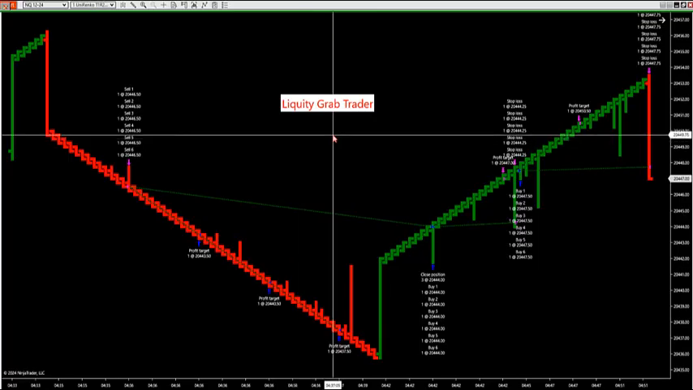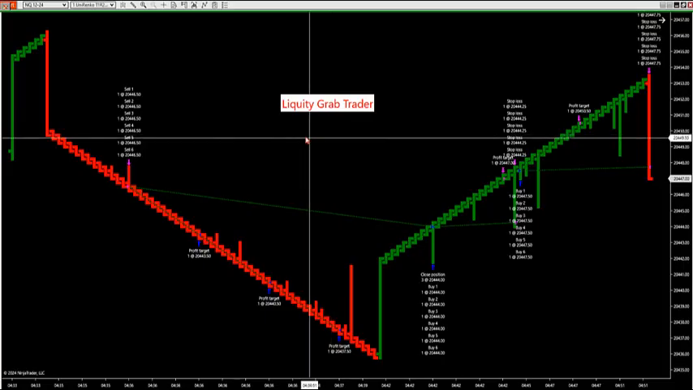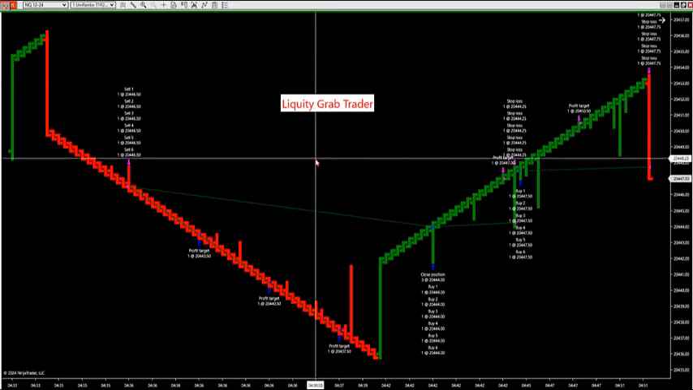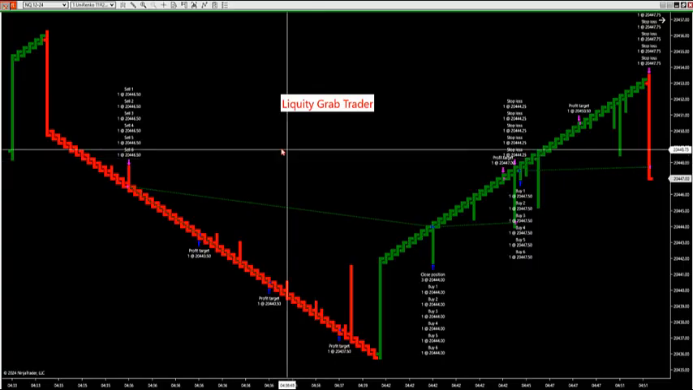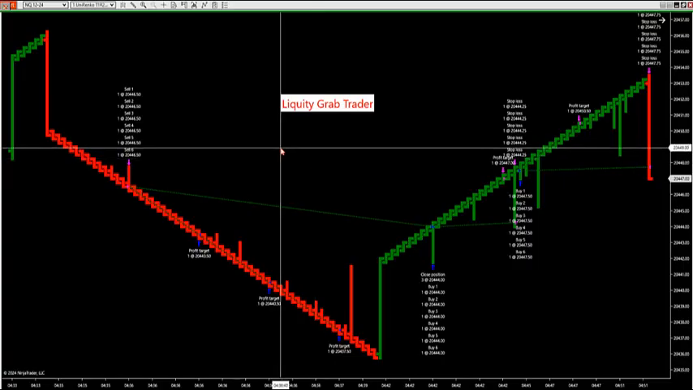So what is Liquidity Grab Trader? How can we use it? And what bar types can we use it with? The Liquidity Grab Trader can be used on all bar types. It doesn't matter what bar type it is. It can be used on a Renko bar. It can be used on minute bars or what other bar type that you want to use.